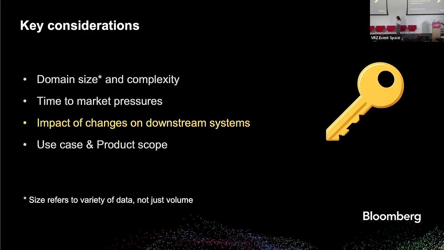What's the time to market pressure that I have? So I may have a year to build the ontology. I'm going to spend time building a really good ontology. Most important, what are the impact of the changes in my model on the downstream applications?